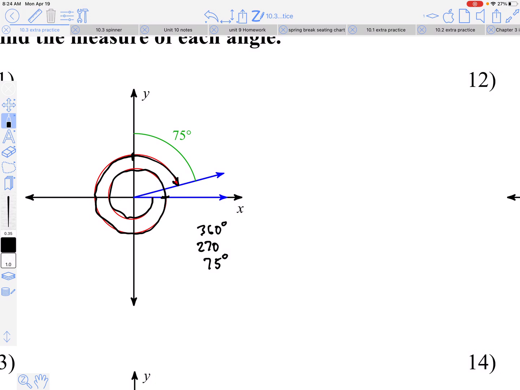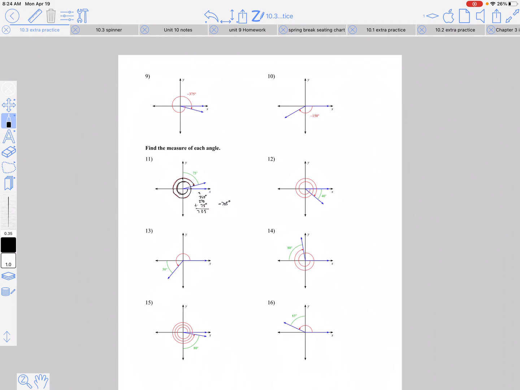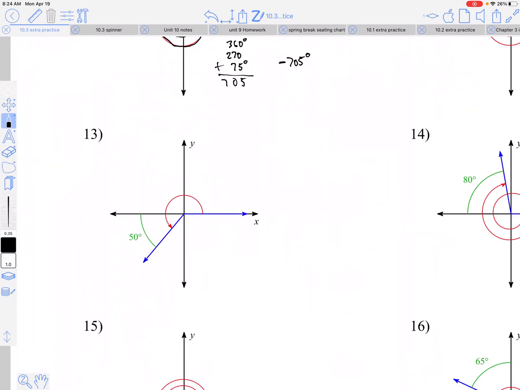Now notice, which way did we spin? We spun clockwise. So we know that it's going to be negative when we're done. But I am going to add all these up. So 5, 7 and 7 is 14. 14 plus 6 is 20. So we have 1, 2, 3, 4, 5, 6, 7. 700, negative 705 degrees is how far I spun there. Okay? Okay, notice this one. 180 plus 50, 230 degrees. I spun counterclockwise, right? 180 plus 50, 230.